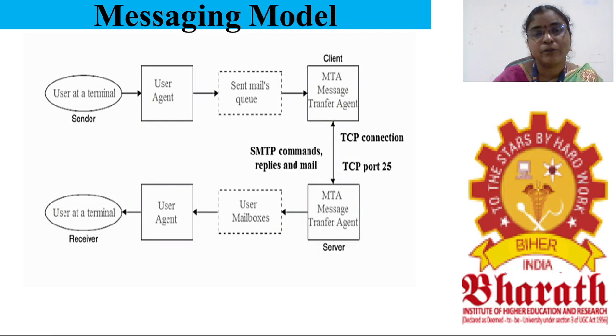Then this is a small pictorial representation of the messaging model. This is the sender and this one is the receiver. The sender, the user at a terminal, is named as the sender here. The sender is going to contact the user agent. Then the user agent sends the mails in the queue. It maintains a queue. Then the client contacts the MTA, the message transfer agent. Then it will provide the TCP connection.